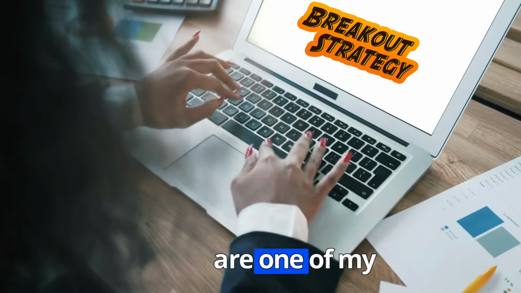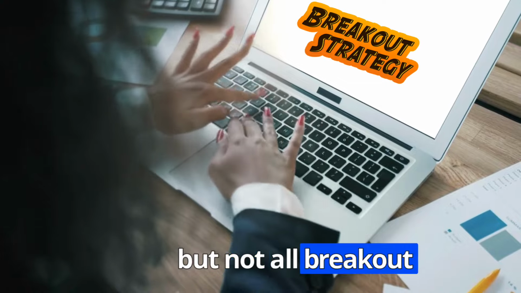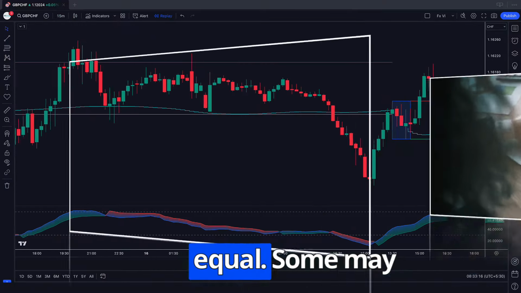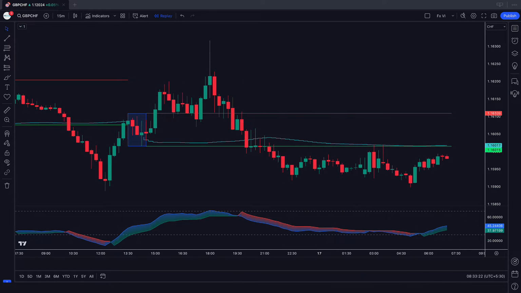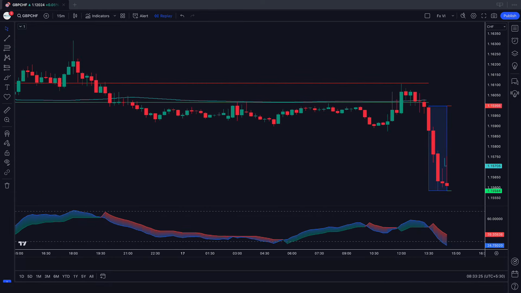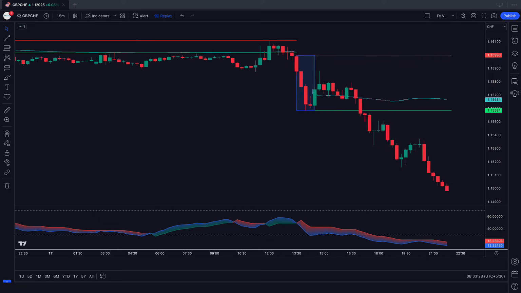Breakout strategies are one of my favorite strategies I like to do in trading. But not all breakout strategies are created equal. Some may work well in certain market conditions, but fail miserably in other market conditions. That's why I want to introduce you to a powerful indicator that can help you catch breakouts.